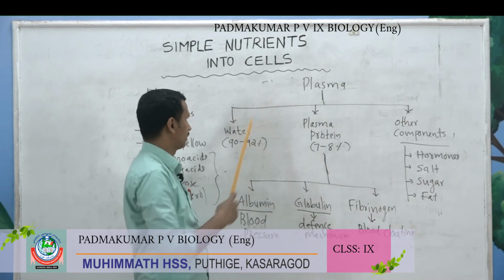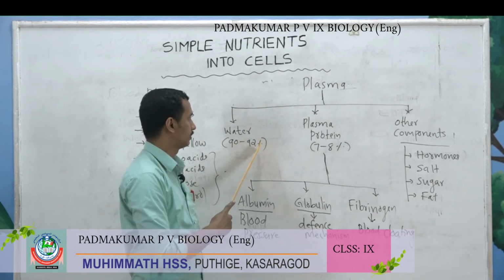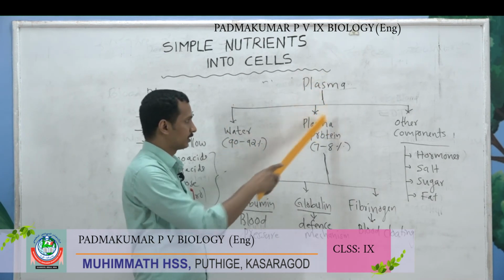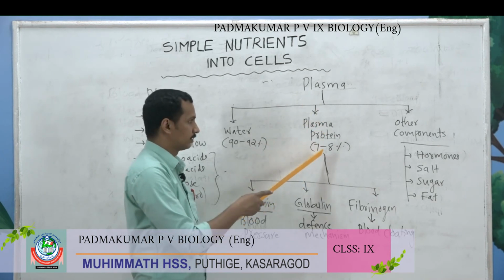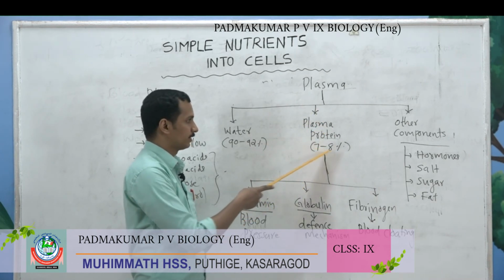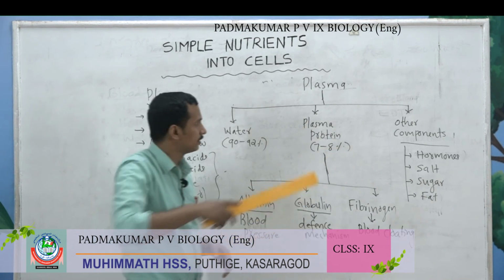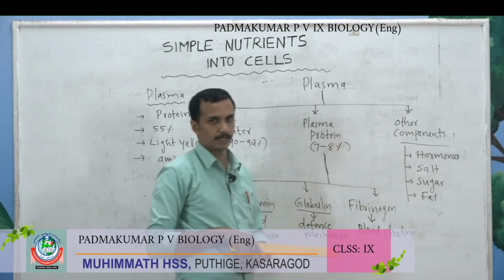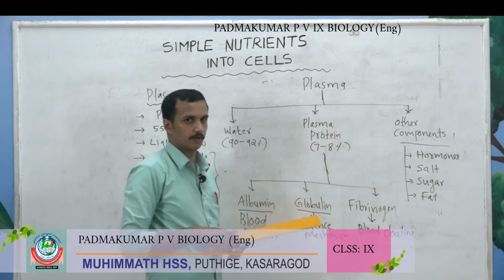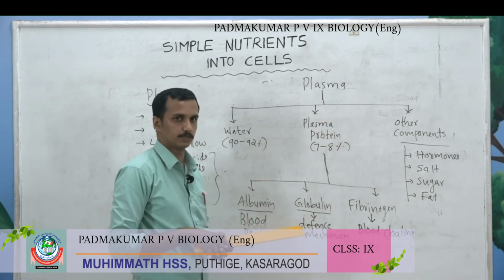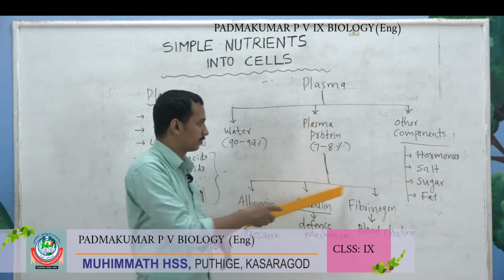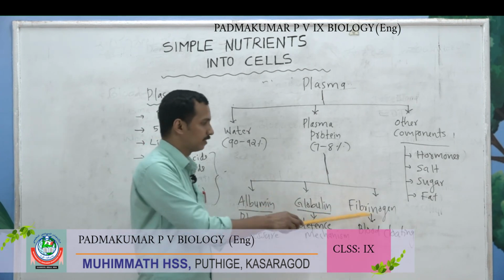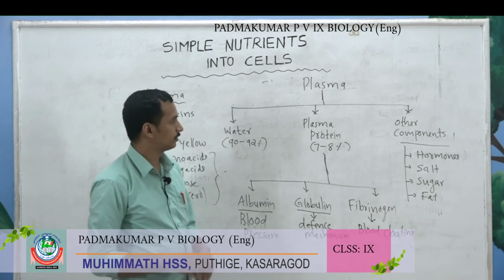First one is known as water, that is 92% of blood plasma is water. Then the second region is known as plasma proteins, around 7 to 8% of human blood sample. Then other components: hormones, salt, sugar, fat, etc. These are usually dissolved in plasma and transported to different cells or tissues. Then plasma proteins are classified into three types: albumin, globulin, fibrinogen. So this is about today's topic.